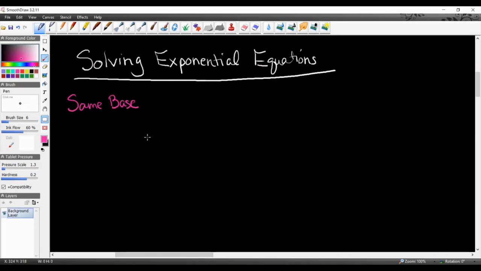This video is going to cover how to solve exponential equations in two different ways. The first way is going to be with the same base. The second method will be with a different base.